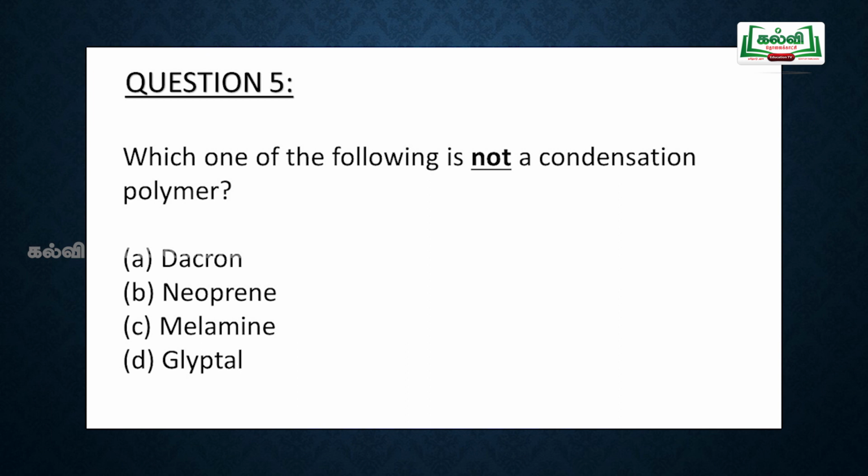Here in this option, Dacron, or what you can call Terylene, is formed by glycol and terephthalic acid. So it has bifunctional monomers. Neoprene is formed by chloroprene. So it has an unsaturated monomer. So only that will form an addition polymer, not a condensation polymer. So the correct option for this question is neoprene. Neoprene is an addition polymer, not a condensation polymer.